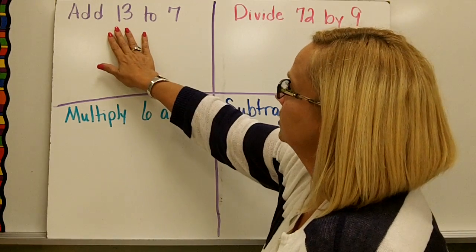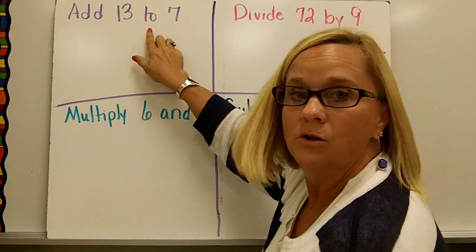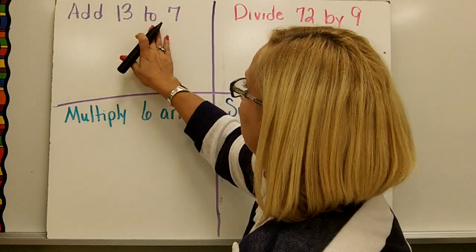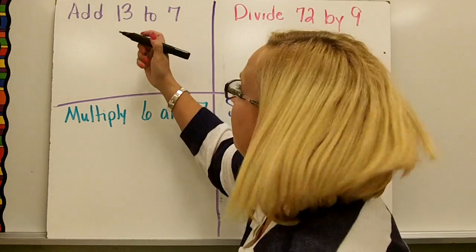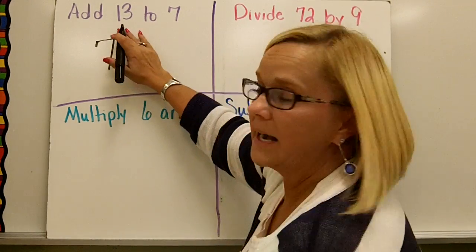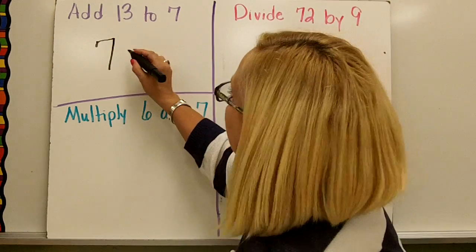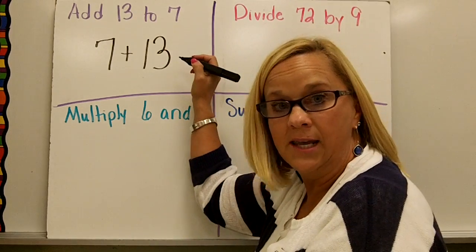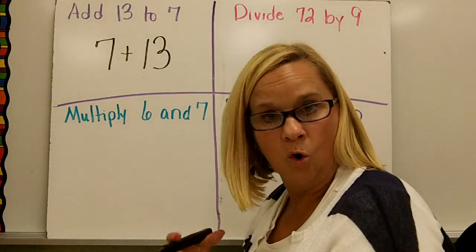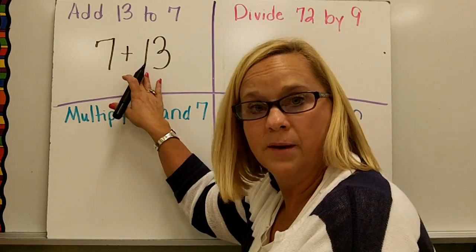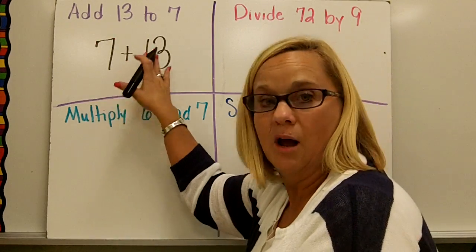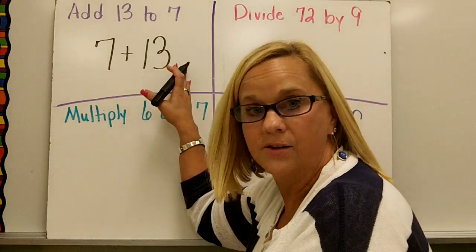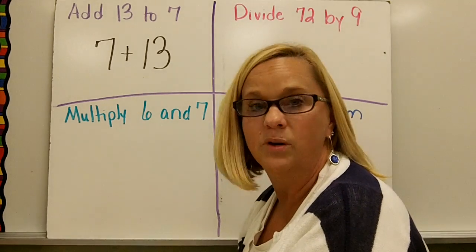So if you look at my words here, I have add 13 to 7. If I add 13 to the number 7, I'm going to be starting with the number 7 because I'm going to add 13 to that number. So my number sentence would be 7 plus 13. Now, if I'm doing this in class, not only do I want them to work this expression, I want them to find the answer also. I'm going to save a little bit of time, and I'm not going to put the answers down, but at home and in class, they would need to do that.